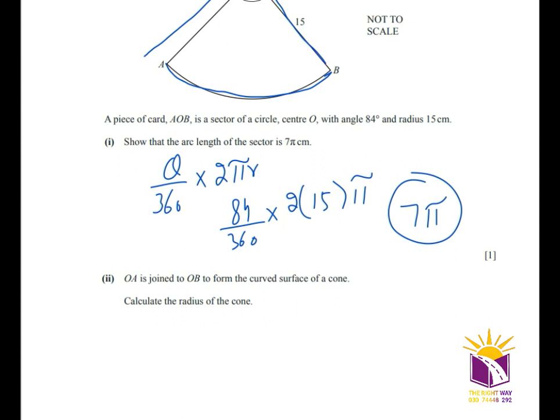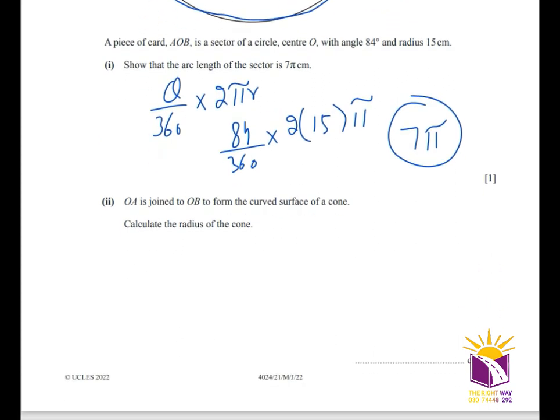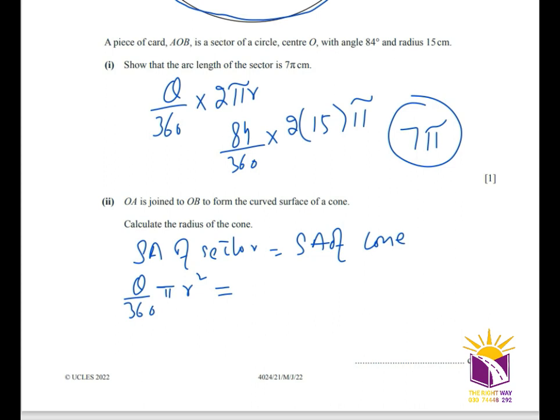To find the radius of the cone, we are going to take the surface area of the sector equal to the surface area of the cone. Surface area of sector is theta divided by 360 multiplied by pi r square, and the surface area of cone is pi r l. This is the radius of the cone, so I am writing it rc.